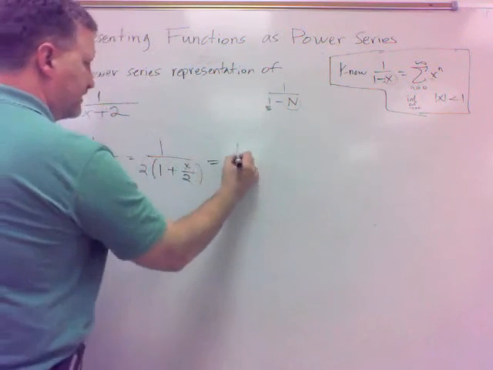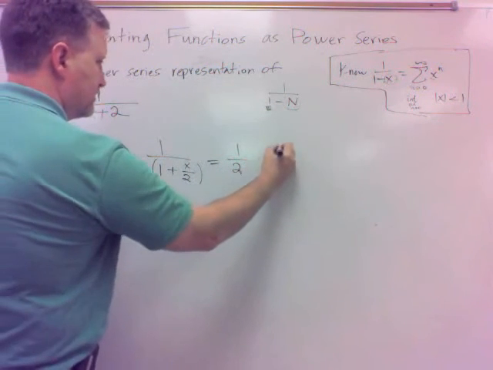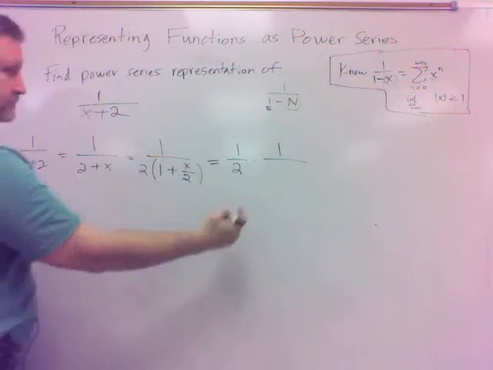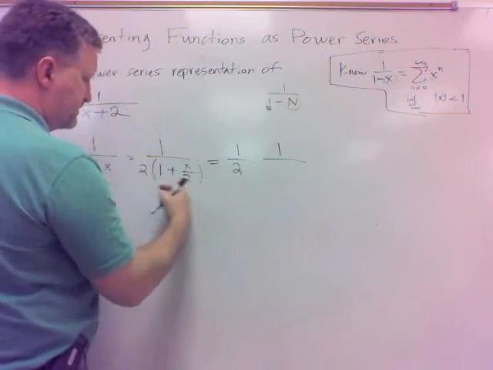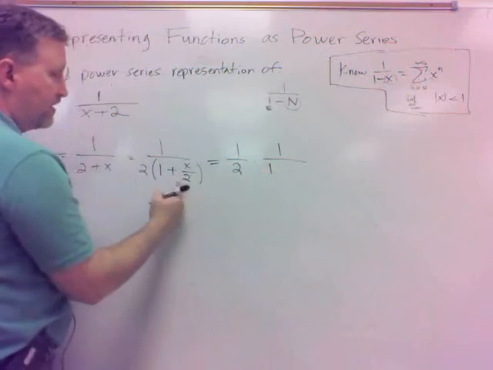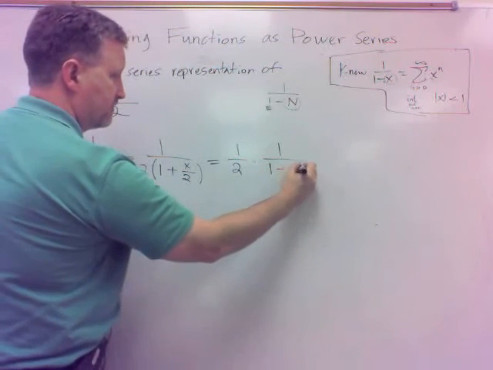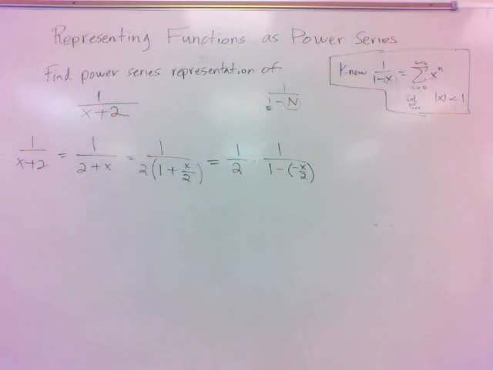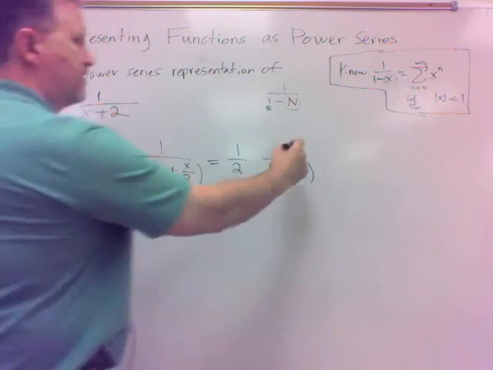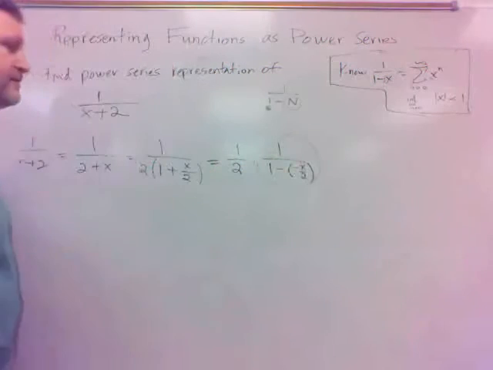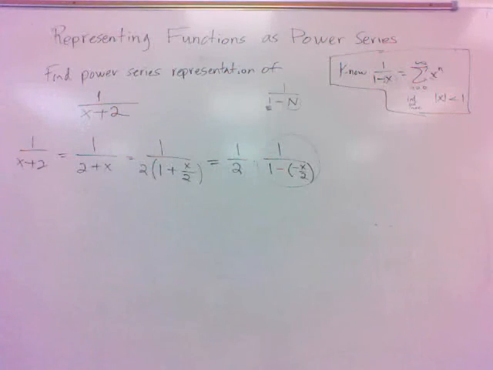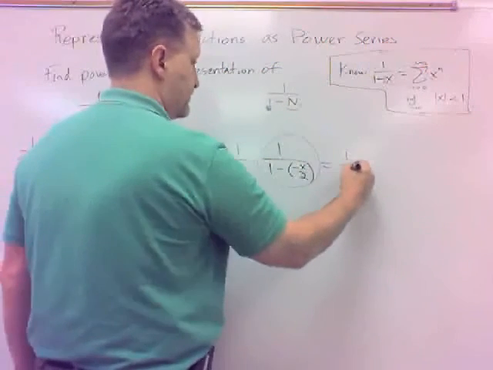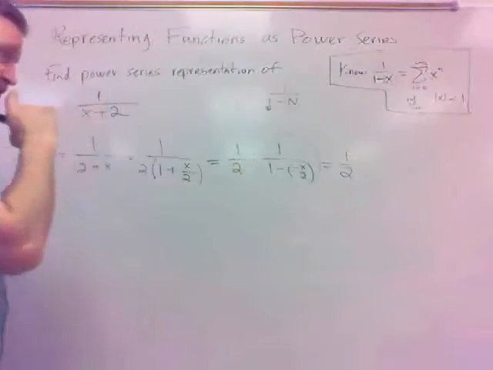Now, what I can do then is this. Break off that 1/2. So it's 1/2 times that. And now I can do my negative thing, which I now can represent that. With me? Now I can represent that as my power series. Now I have this extra 1/2, so it comes along for the ride.